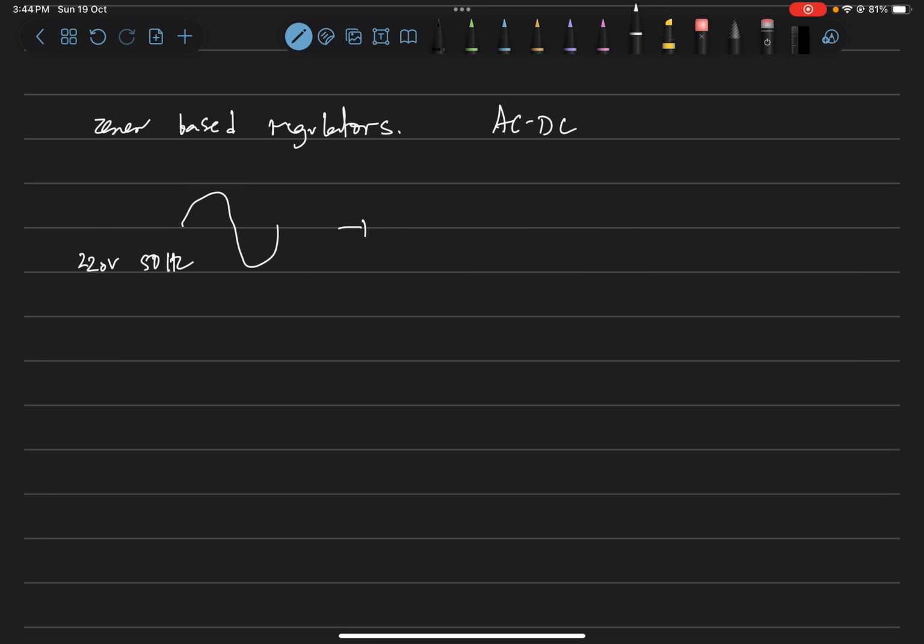Hello everyone. The topic of today's session is Zener diode based voltage regulators, which is AC to DC conversion. We have the AC signal of 20 volts, 50 hertz at the plug points, and we wish to get a DC voltage from it. The basic circuit that does it is a half wave rectifier with a capacitive filter. So we get a DC, but the issue is it has a lot of ripple.